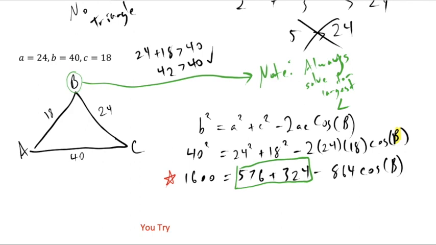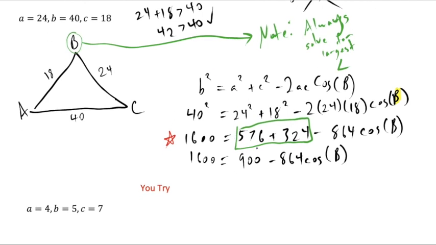So we have 1600 equals 576 plus that 324, so 900, minus 864 times the cosine of B. So now I'm going to solve. To solve this, I'm going to start by subtracting 900 on both sides. So that gives me 700 equals a negative 864 times the cosine of B.